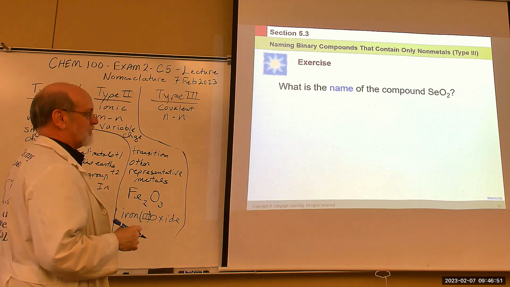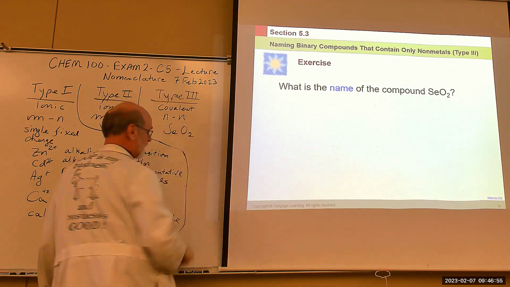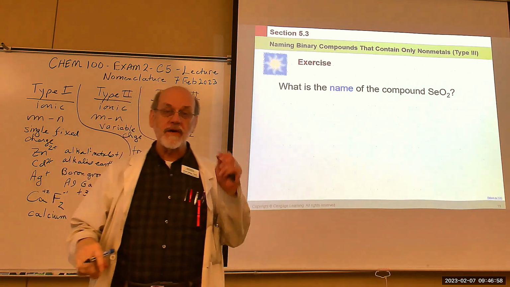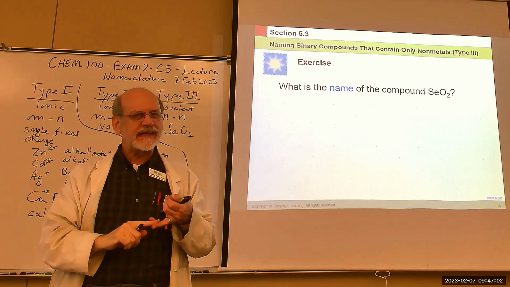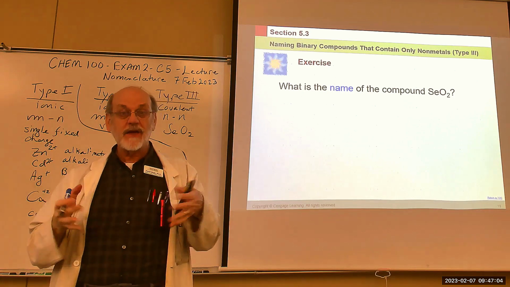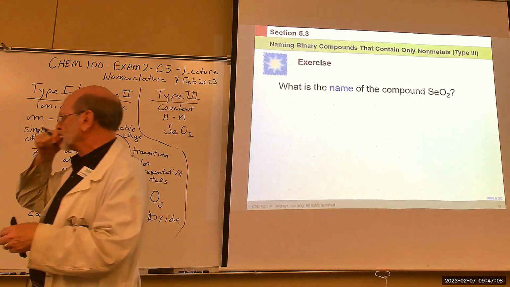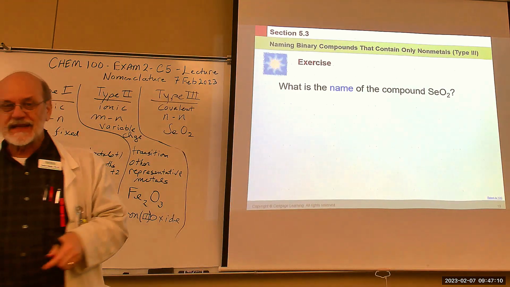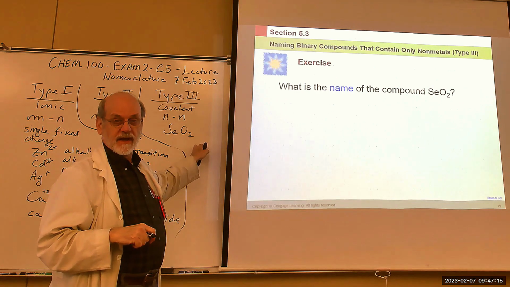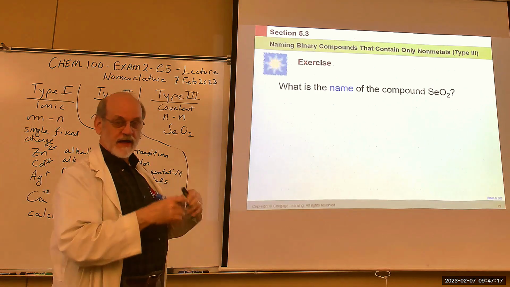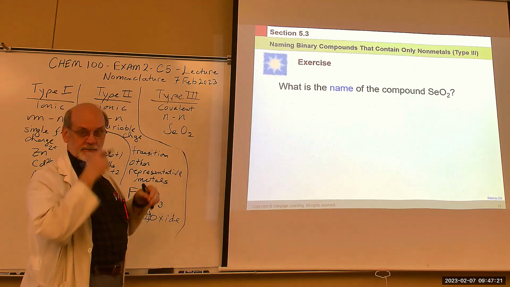What's the name of this compound? Well, first of all, we have to find out where those elements come from. We know oxygen's a nonmetal. How about selenium? Selenium sounds like a metal, doesn't it? So we use our periodic table. And we find selenium is in the same family as oxygen, and it's to the right of that black line. So these are both nonmetals.